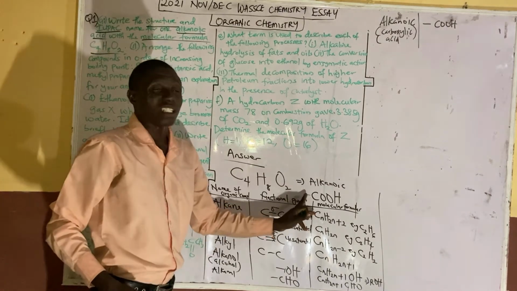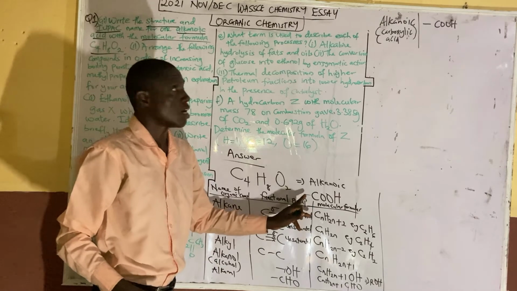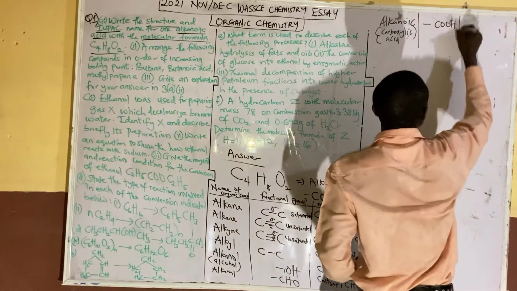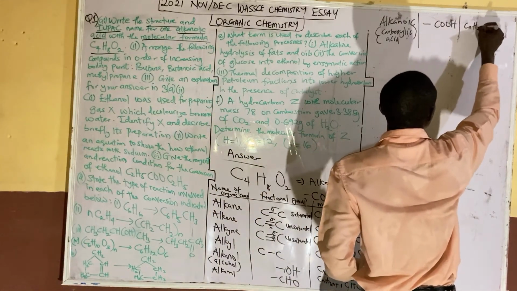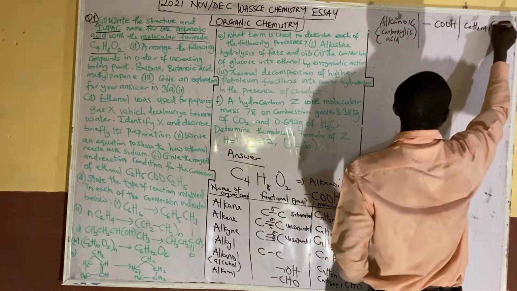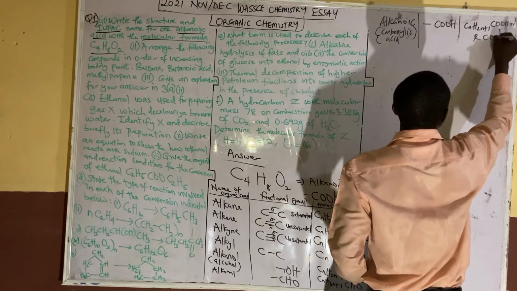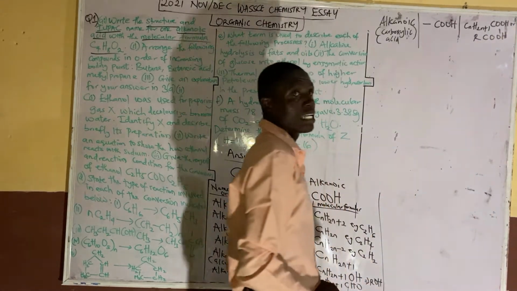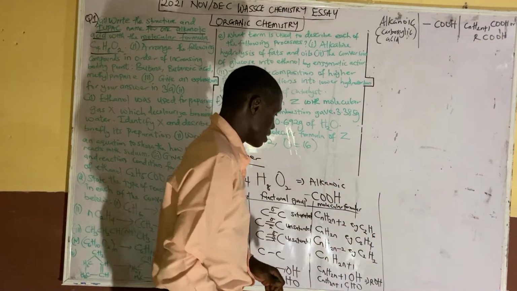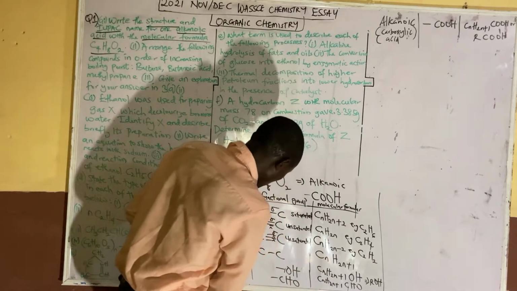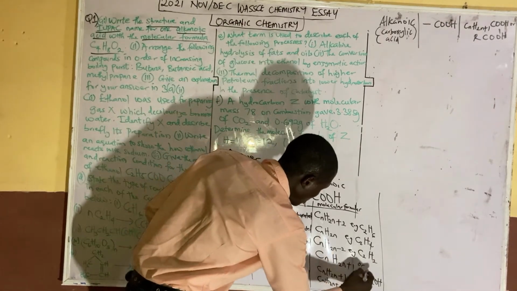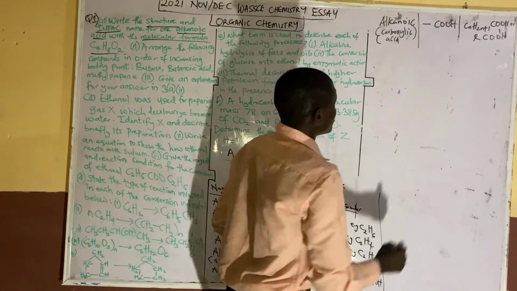it means that it must contain this functional group. The general formula is CnH2n plus 1 COOH, or you can write it as RCOOH, where the R is an alkyl group. You can write this alkyl as R, so that it will not confuse you.